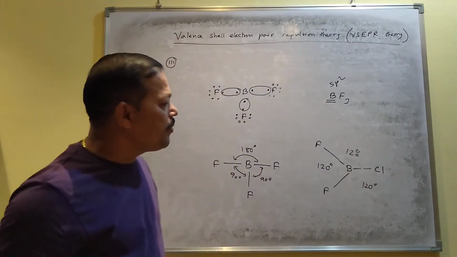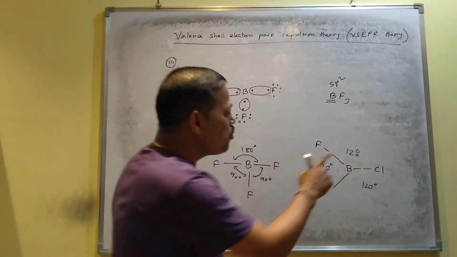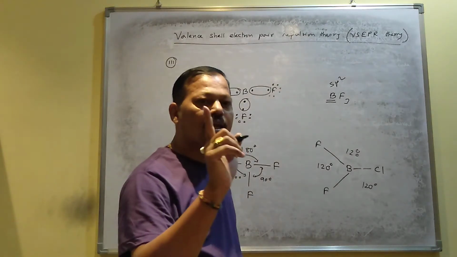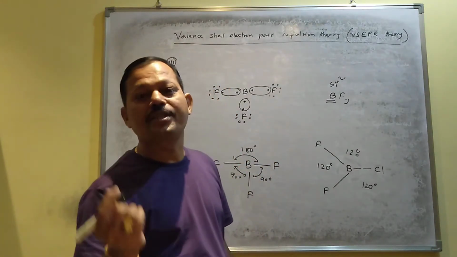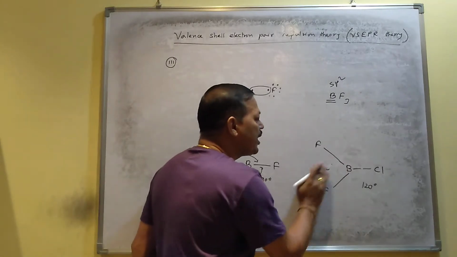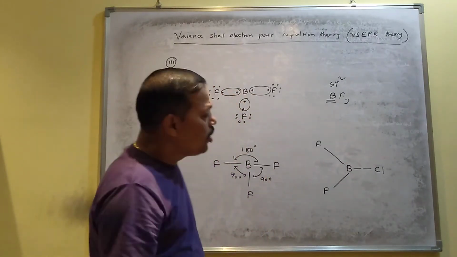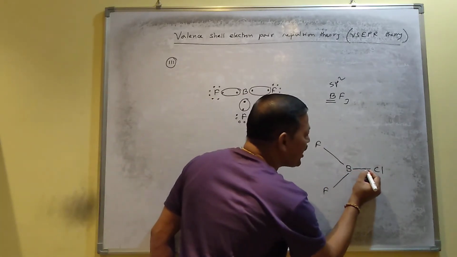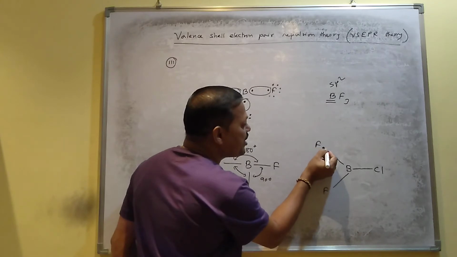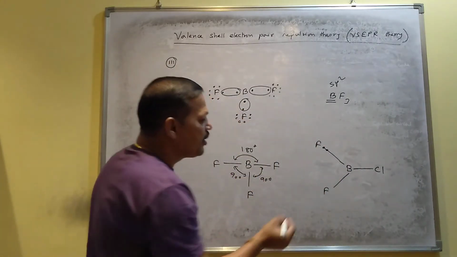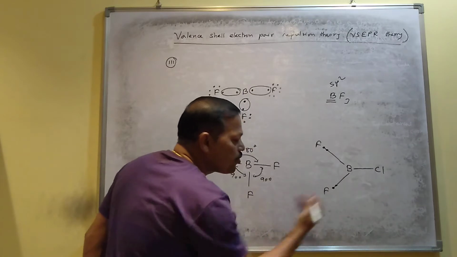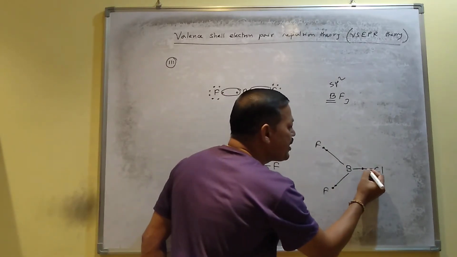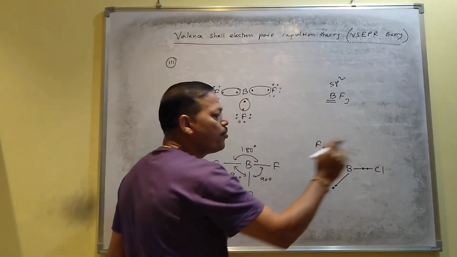But here, suppose one fluorine I replaced by chlorine. When you replace fluorine by chlorine, then you don't get 120 bond angle, and you don't get the original regular triangular shape. The shape will be something different. Why? Because as you know, fluorine is more electronegative than chlorine. Since fluorine is more electronegative, fluorine will attract the bonded electrons towards itself. This fluorine also attracts the bonded electrons towards itself. But chlorine is less electronegative than fluorine. That is why chlorine cannot attract the bonded electrons like fluorine.